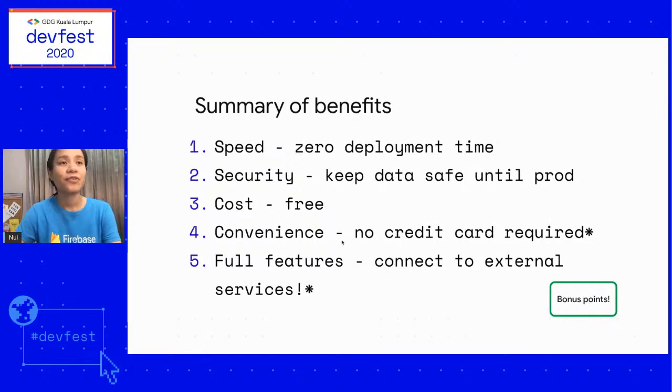And the fourth is that it's convenient. As it's free, you don't need a credit card or anything to enable billing. And lastly, you can use the features as a full feature set, so you can connect to external services, whereas if you develop on the cloud, you can't do that. So this is a bonus point for starters who didn't feel like enabling billing at first. You can try to develop local-first, and then when you're sure that everything will work for you, you can just deploy later.